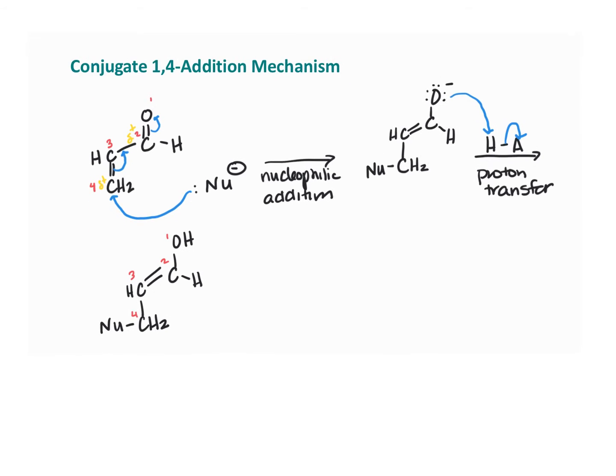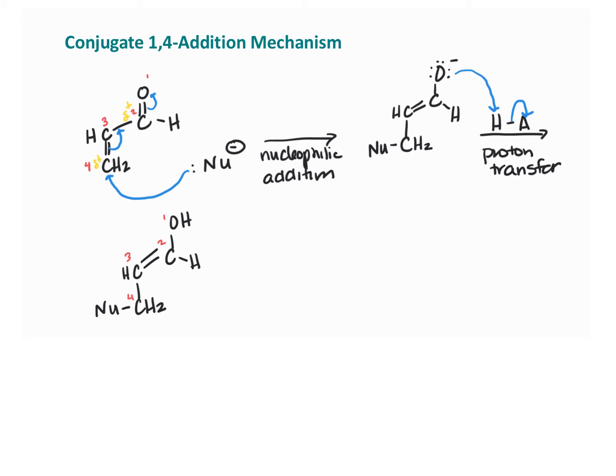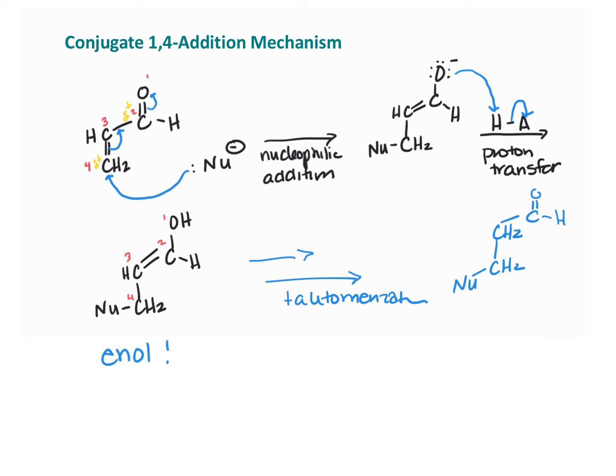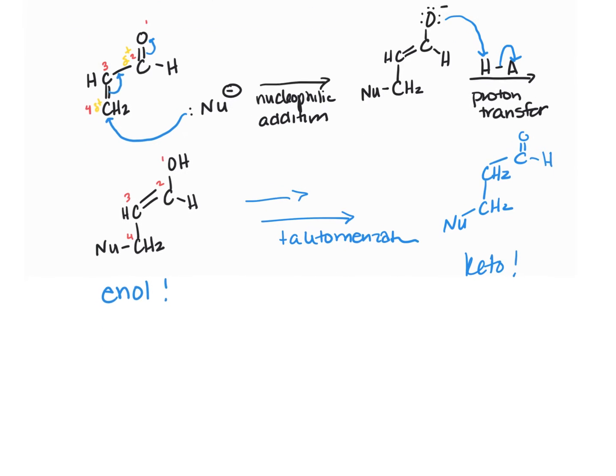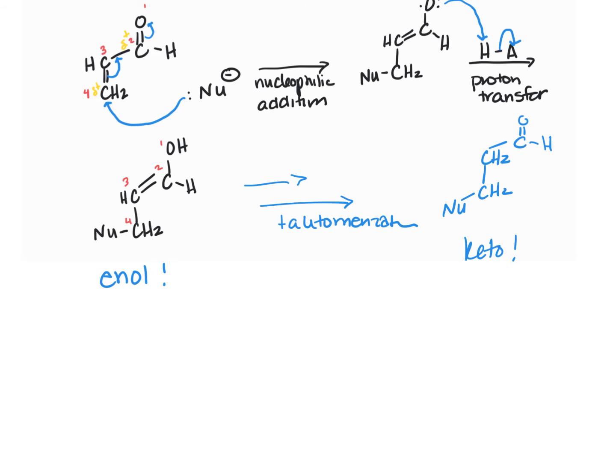Now, I want you to notice something. Something should be blaring out to you here. And what should be blaring out to you is that's an enol. So that is going to go through an autotomerization mechanism, and where you get the keto form. So it's the nucleophile, CH2, CH2, and then C double bond OH. And so we get our keto form. So it undergoes this.